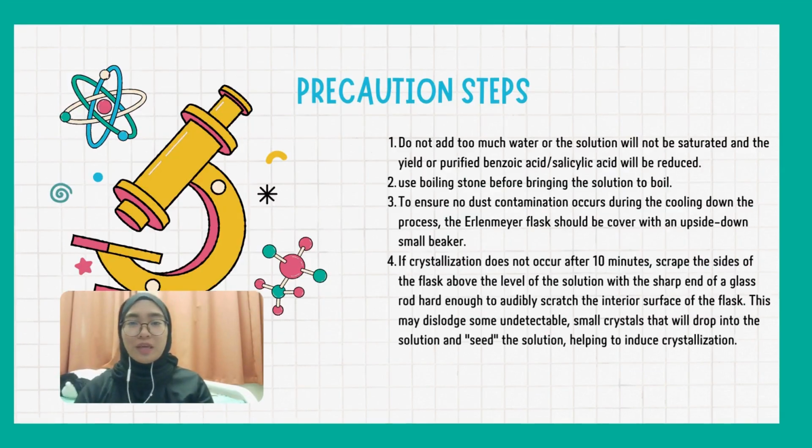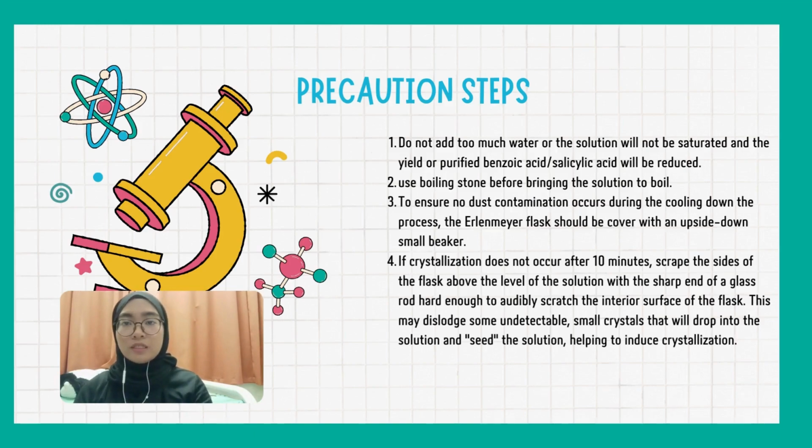For our precaution steps: first, do not add too much water, or the solution will not be saturated and the yield of purified benzoic acid or salicylic acid will be reduced. Second, use boiling stones before bringing the solution to a boil. Third, to ensure no dust contamination occurs during the cooling process, the Erlenmeyer flask should be covered with an upside-down small beaker.